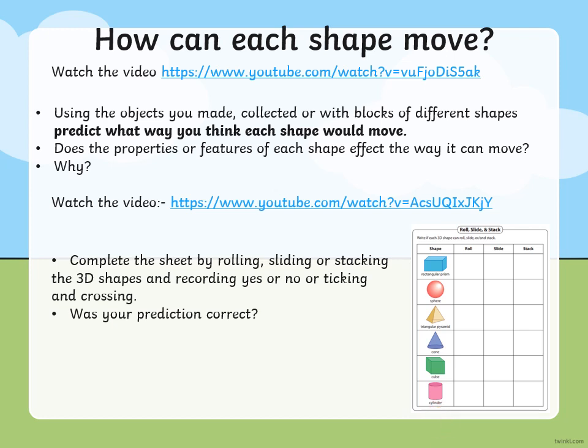So firstly, complete the sheet by rolling, sliding, or stacking the 3D shapes and recording yes or no, or ticking and crossing. And then think about, was your prediction correct? Did you think that the rectangular prism was going to roll, stack, or slide? And just have a little think about these things and see what you've learned from actually having a go of rolling, sliding, and stacking.